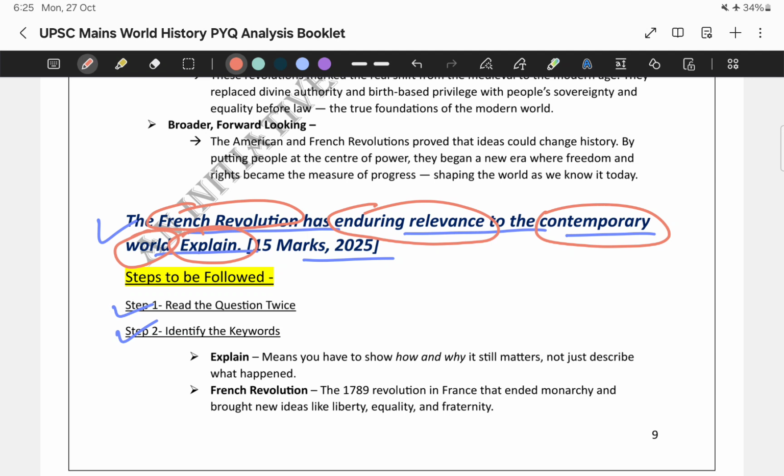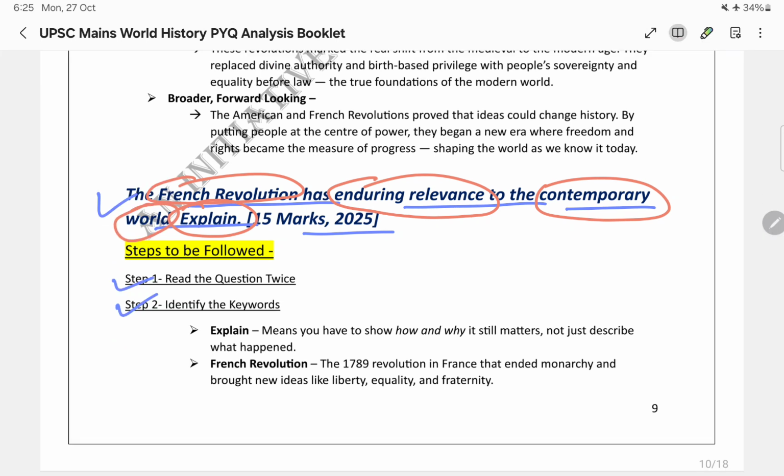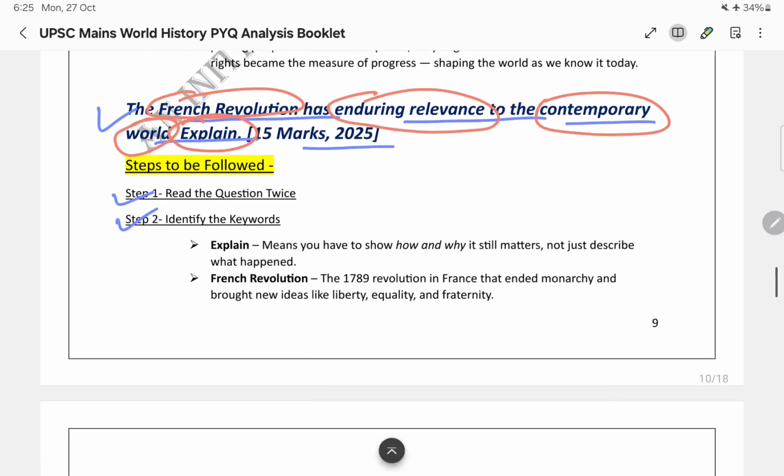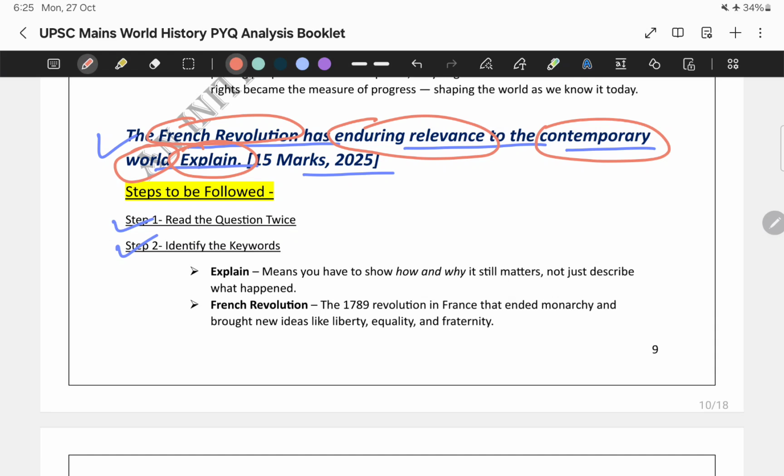Now let's see what each of these keywords means, because identifying the keywords is very important in order to write a good answer. The first keyword was explain. This means that you need to show how and why the French Revolution still matters. In this question, we need not just describe what happened in 1789, but show how and why it still matters in our present day as well.